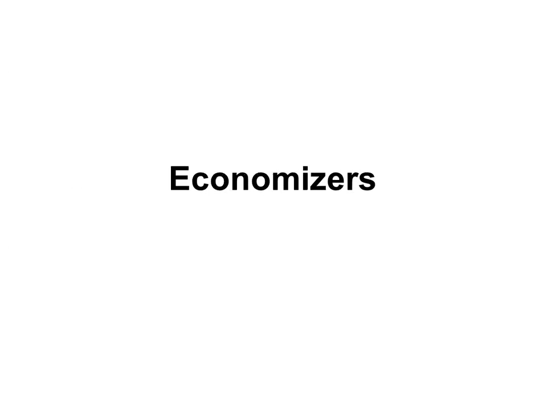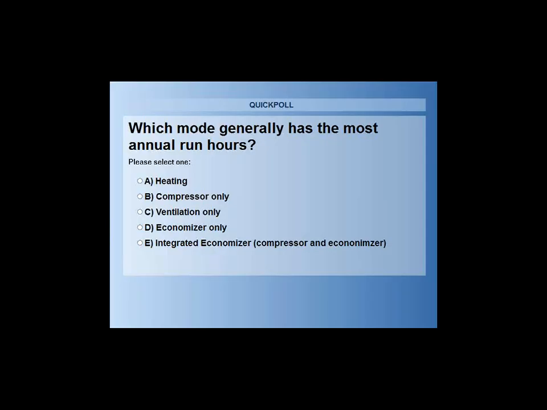All right, so that is thermostat discussion. If anybody has any questions, they can go ahead and type them in. I'm going to launch another poll question here. All right, which mode generally has the most annual run hours on a rooftop unit? Is it the heating mode, the straight-up compressor-only mode, the ventilation mode, the economizer only mode, or the integrated economizer with the compressor and economizer running together?